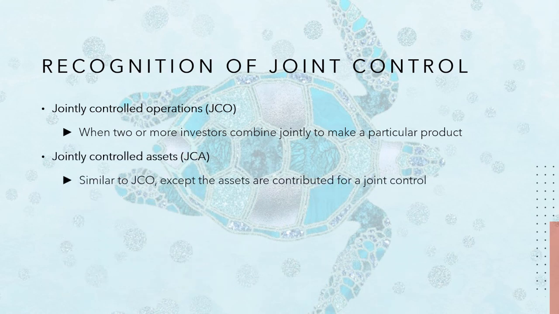Jointly controlled assets. This is similar to jointly controlled operations, except the assets are contributed for joint control. For example, two companies are jointly controlling an asset on a sharing basis.